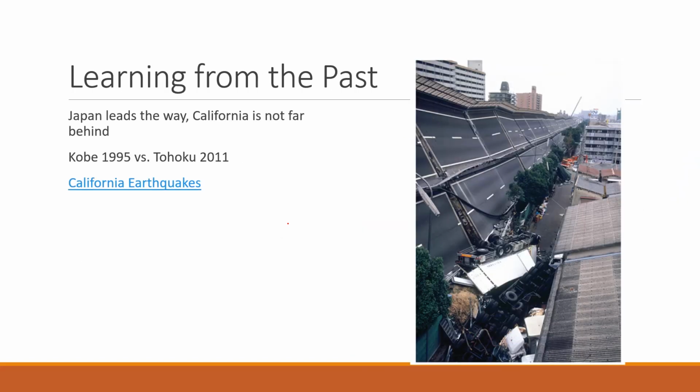So Japan has learned the most. They've had a couple of very devastating earthquakes and they get better each time. They know what to do. They don't have this happen again. California is right behind them. Chile is pretty close too.